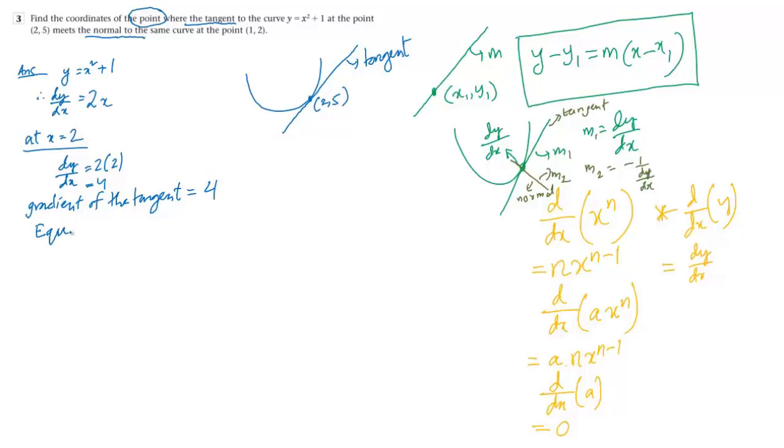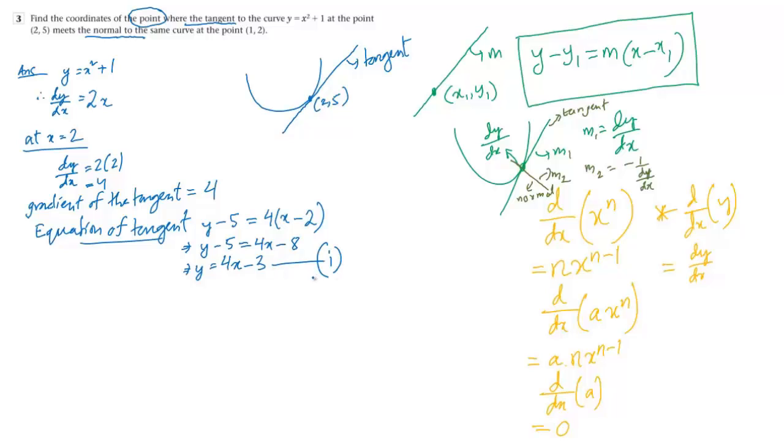Now we have to find the equation of the tangent line. Remember, the equation of the tangent line is the same as the equation of any line. So this is going to be y minus y1, which is 5, equals gradient 4 into x minus x1, which is 2. So we have y minus 5 equals 4x minus 8. We can send the 5 to the other side, so y equals 4x, 5 minus 8 is minus 3. We found the equation of the tangent line. Now the next step is the equation of the other line, the normal line. So this is equation 1, because we have to solve simultaneous equations for finding the point of intersection.